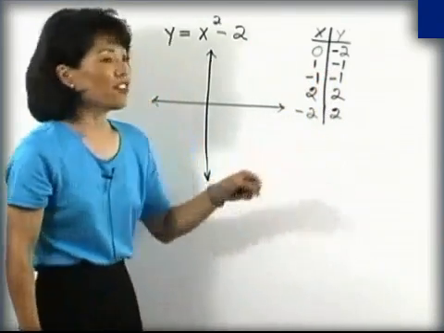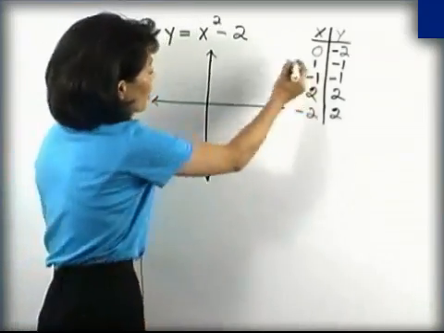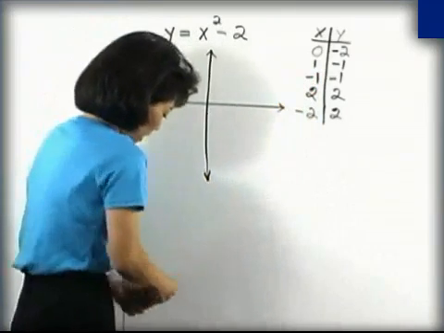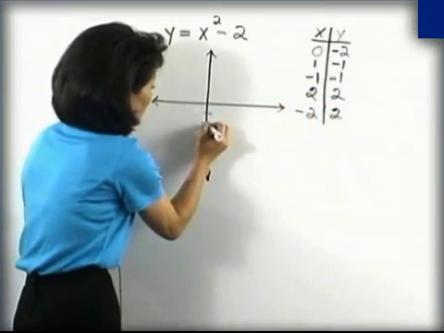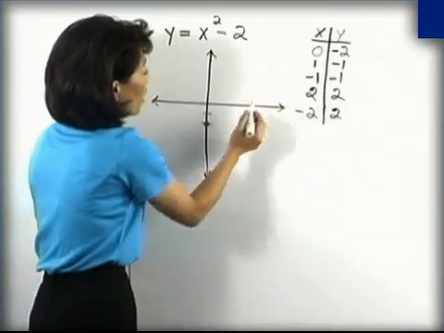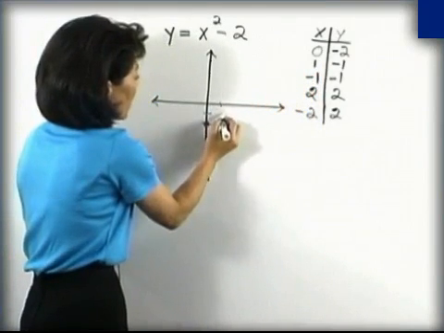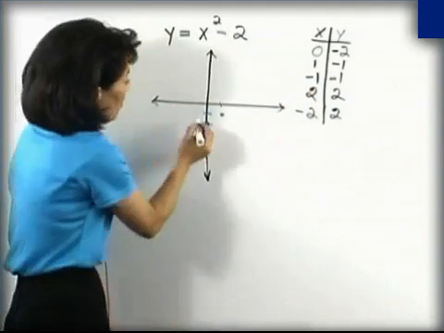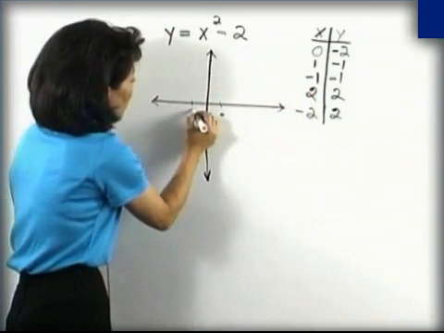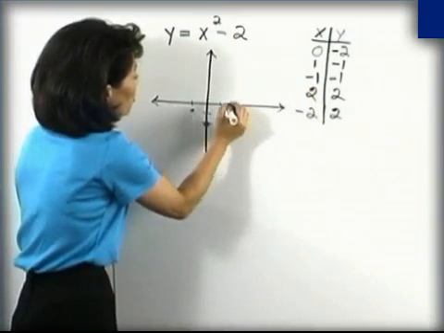Let's go ahead and plot this, and this will give us an idea of what functions look like. So we're going to plot the point 0, negative 2. So we'll start here at 0, go down 2, and put a dot. 1, negative 1 means I go over 1 and down 1. Negative 1, negative 1 means I go to the left 1 and down 1. 2, 2 means I go over 2, up 2.